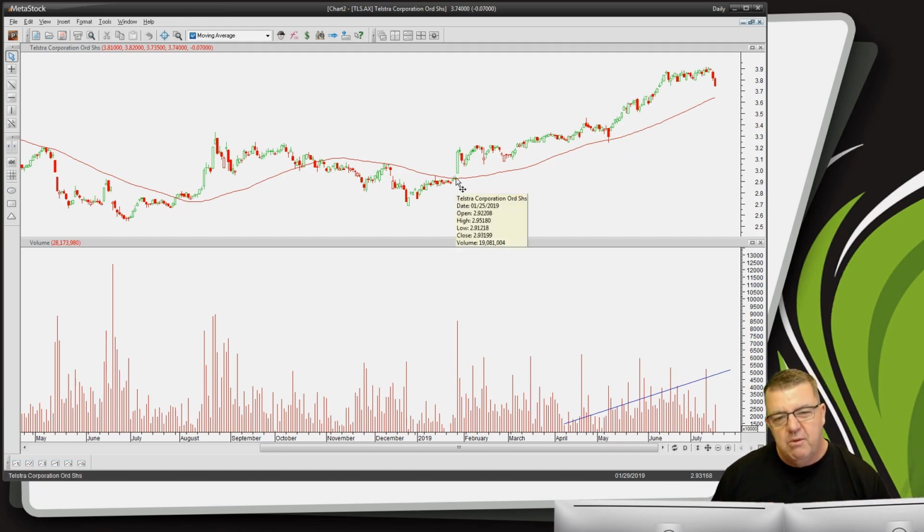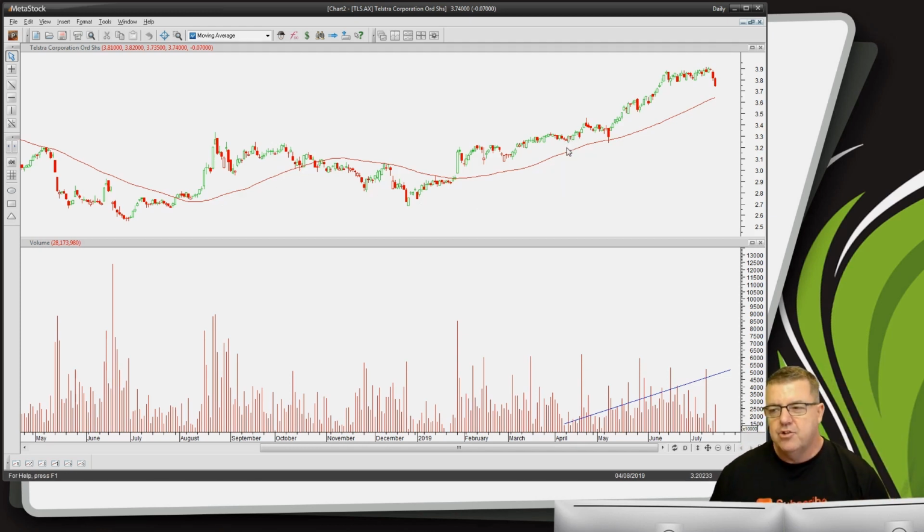So we can sort of say, well, the price of the market's been up around here. The good thing about this is it shows us where the market is in comparison to where it's been. It kind of gives us a bit of a moving trend line.